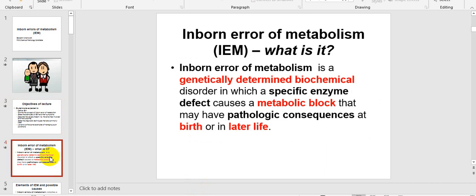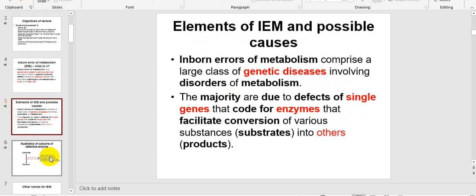Inborn errors of metabolism is a genetically determined biochemical disorder in which a specific enzyme defect, or when an enzyme is lacking, causes a metabolic block that may have pathologic or disease-causing consequences at birth or in later life. Inborn errors of metabolism comprise a large class of genetic diseases involving disorders of metabolism. The majority are due to defects of single genes that code for enzymes, and these enzymes facilitate conversion of various substances into other products.